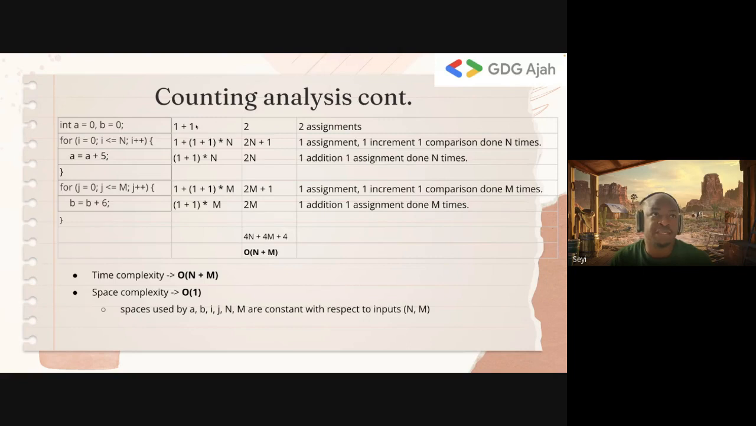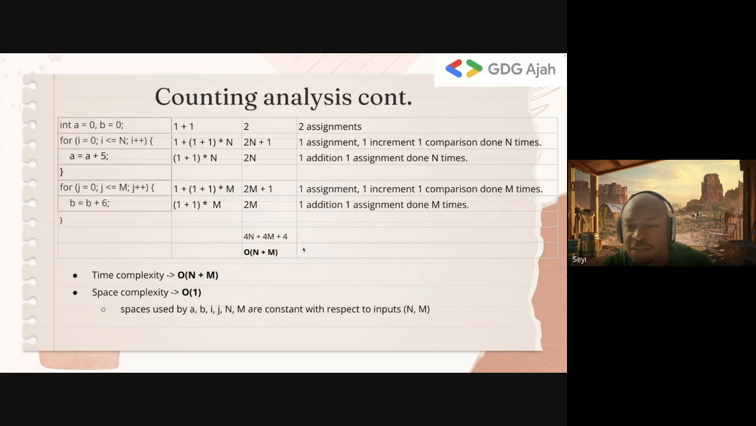So these are 2 assignments, that's why we have 2 here. We have 1 assignment, 1 increment and 1 comparison done n times. We have this and then it reduces to this. We have 1 addition and 1 assignment here done n times, which reduces to this. The same thing happens in the second part, it's just that the variables are changed. And when we add them up, we get this expression, 4n plus 4m plus 4, and it's order of n plus m, because in big O, we ignore the constant factors and look at the ones with the highest order of magnitude.